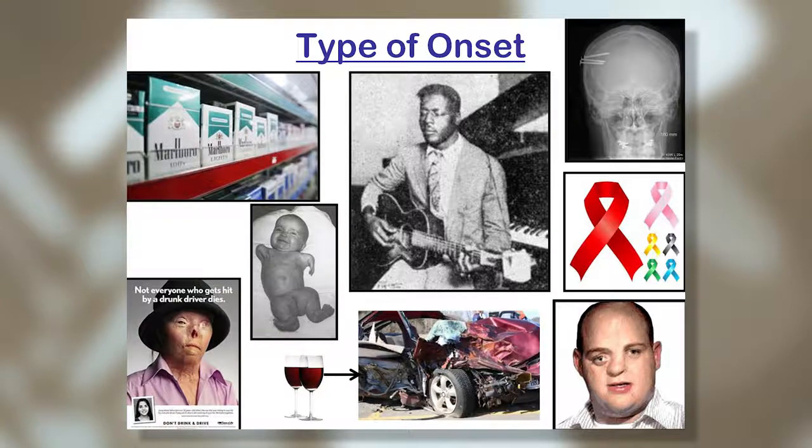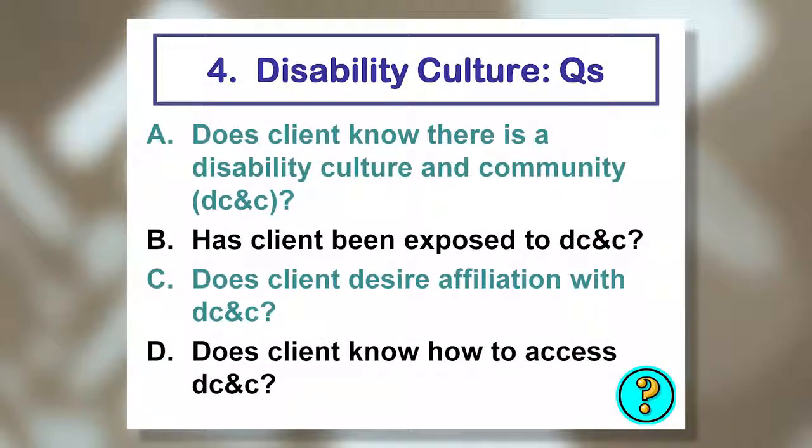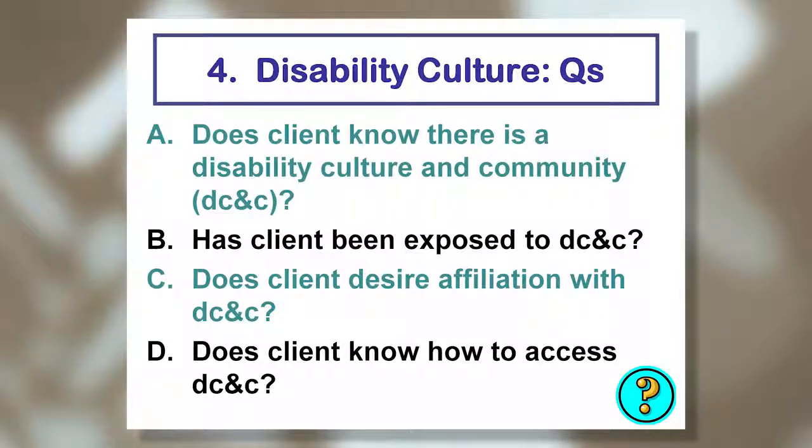Fourth, I want to talk about disability culture. There is a disability culture, but it's pretty hidden and very underground. If I said to you, go out and find disability culture, a lot of people wouldn't know where to look. So one question for your client is, does your client know that there's been a disability culture and community? Would they know how to find it? Would they know what magazines there are? Would they know where people congregate?